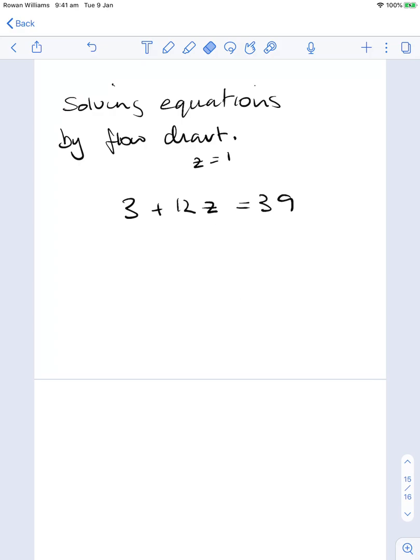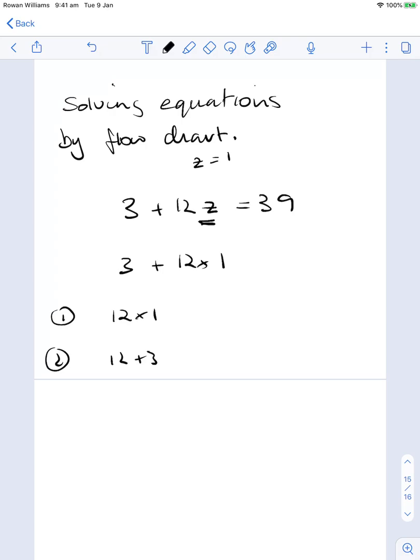And this method we're looking at here is solving by flowchart. Basically, what we do is we work out all the things that have happened to z. If I was to give you a number there, let's say I just put in a 1, and I asked you what would you do to solve that? Well, using your BODMAS, step 1 would be 12 times 1, and step 2 I would now have 12 plus 3. That's how I would solve that. So there would be 2 steps to it.